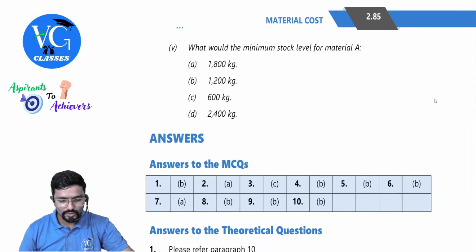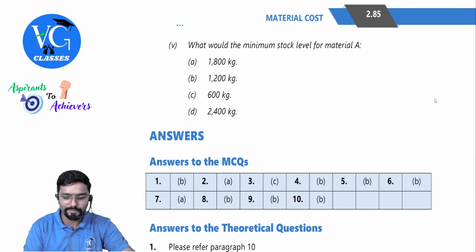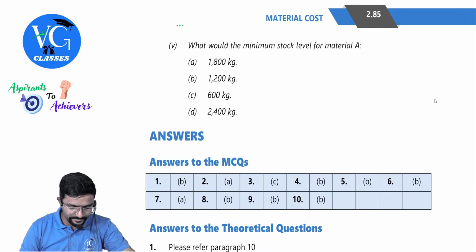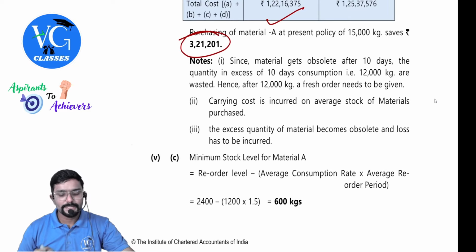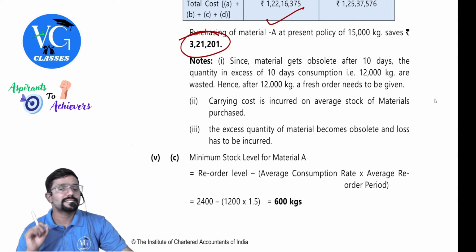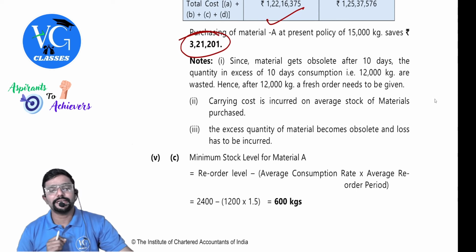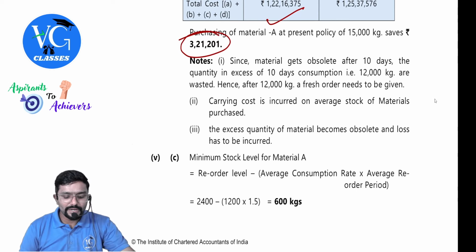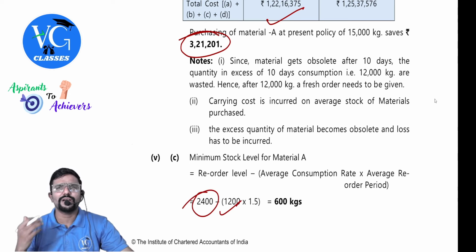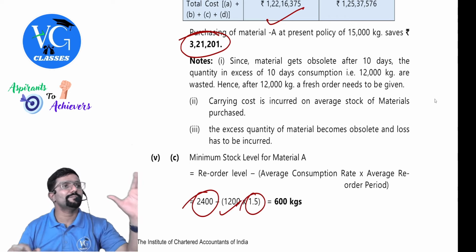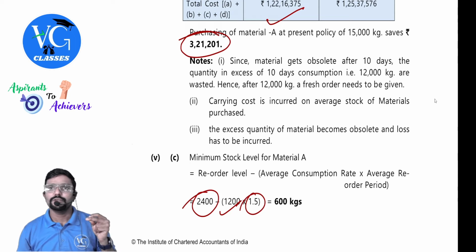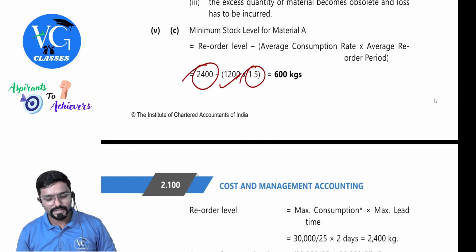Last question: what would be the minimum stock level for material A? Yes. The formula is reorder level minus average consumption into average lead time. So, reorder level is 2,400. Average consumption I already told you is 1,200. Minimum, maximum, average, everything is one and the same. And what is the average lead time, sir? 1.5. How did we get it? 1 plus 2 whole divided by 2. Clear? Yes, sir. 600 kgs.